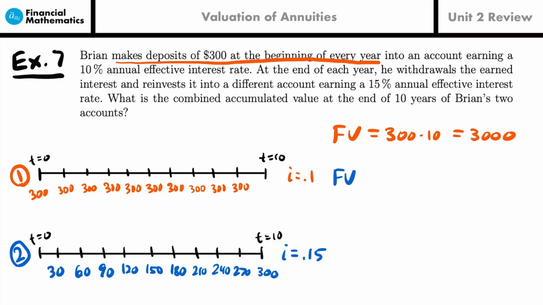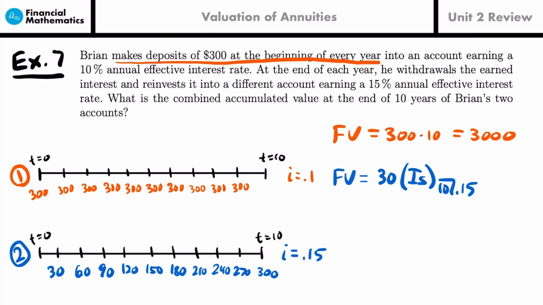So here's how we can calculate the future value of account 2. The future value will be equal to 30 times (Is)_10 at 0.15. This is the notation for calculating the future value of an arithmetic increasing annuity immediate. In this case, we have 10 payments using a 15% interest rate and the first payment is $30 and increases by $30 every period. So this is the right way to represent the future value of these payments.